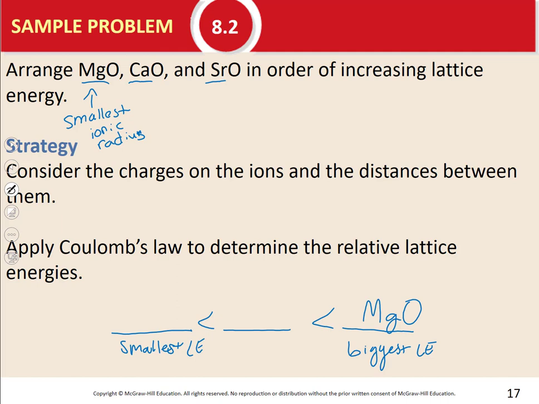What will be my smallest lattice energy? Strontium, good, because strontium of these three has the largest ionic radius, which means that it is the furthest away from oxygen of that group. So that would be the smallest lattice energy. And then we'll put calcium oxide in the middle here.